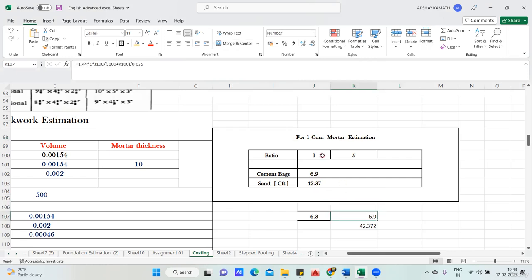Getting my point, no? So usually we have three ratios: 1:4, 1:5, and 1:6. You just change the value. I have done this. It's a very simple thing. What you can do, I have explained to you. In the same way, you prepare this Excel sheet.